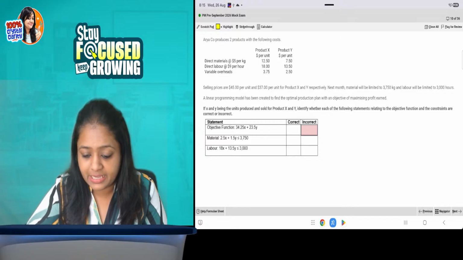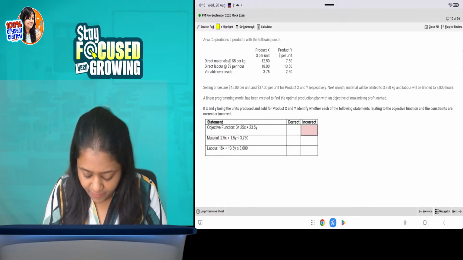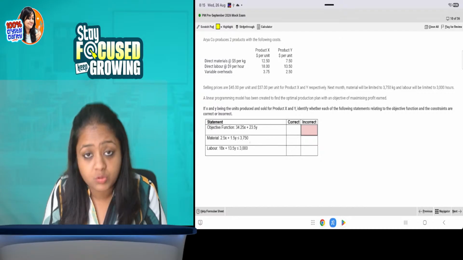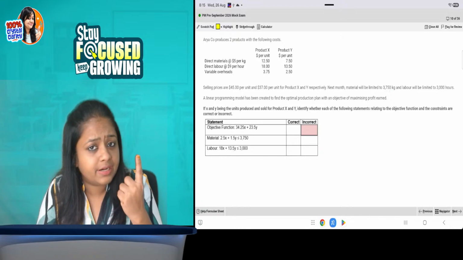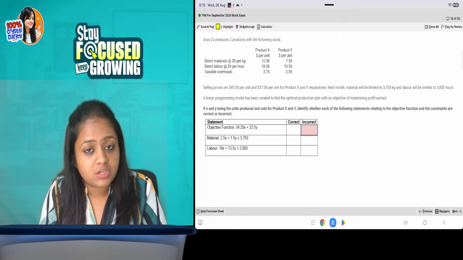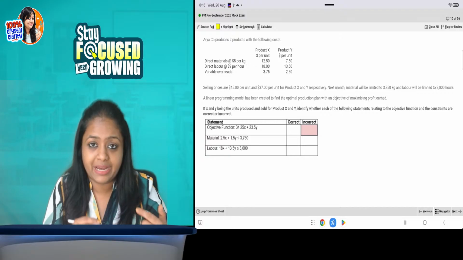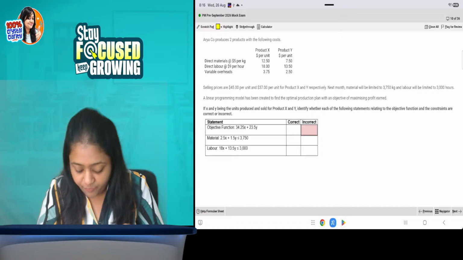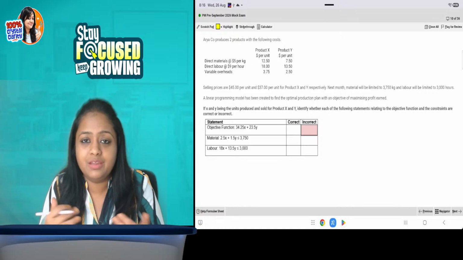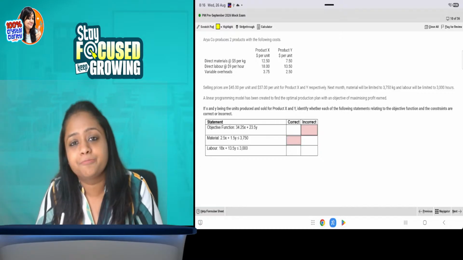So now I'm looking at the next one, and the next one is material. It says 2.5x plus 1.5y is less than or equal to 3750. 3750 is correct because the kgs are given. But let's validate one figure. See, product X material cost is 12.5 and material cost per kg is 5. So you divide this and you will get the number of kgs. So 12.5 divided by 5 gives me 2.5, which is matching here. So even if I'm not checking the next one, I'm sure it is matching. So therefore it is correct.